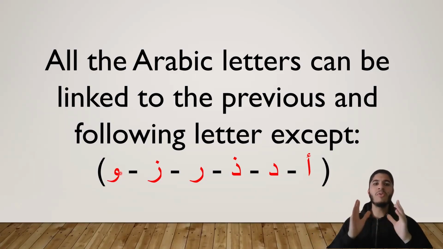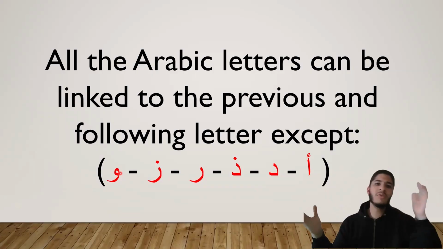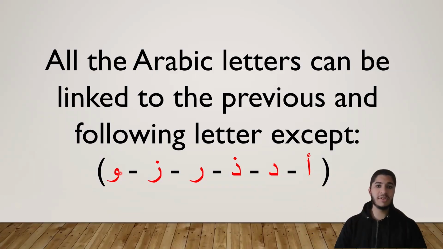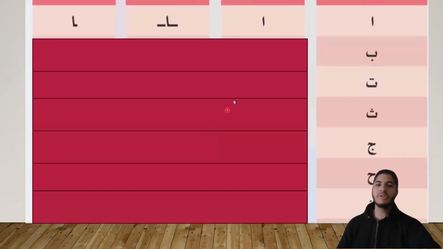Okay? So to sum up, the rule is all the letters link to the previous letter and to the following letter, except the six letters. They link to the previous letter only, and they do not link to the following letter. Easy, piece of cake. We're gonna talk about each letter specifically now. Let's see the first letter we have.